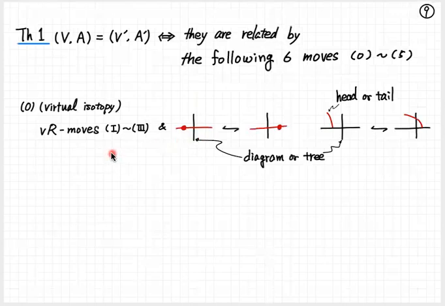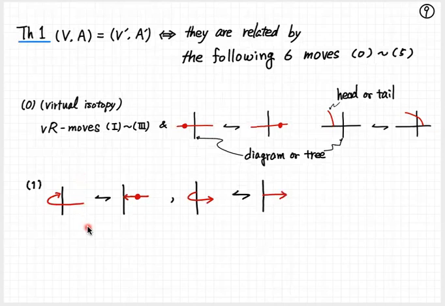Move zero consists of virtual Reidemeister moves 1, 2, 3. Here this vertical line is a diagram or tree, and this is a double arrow, and this part is either a head or a tail. Anyway, this move is just a dot across a vertical crossing, and a head or tail across a vertical crossing. This is called vertical isotopy.